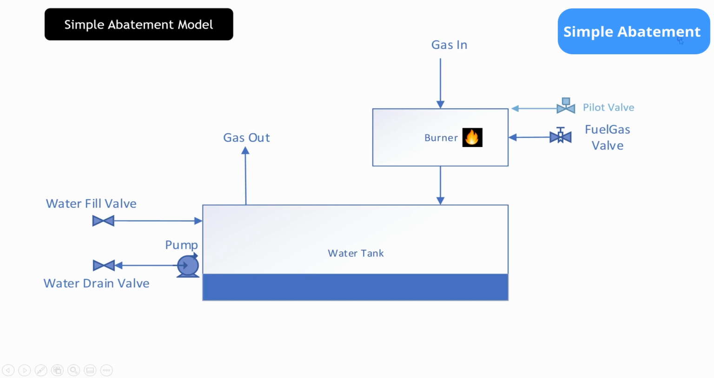This is the simple abatement model we're going to implement using OO programming. This is the water tank control part that has three components, two valves and one water drain pump. And the combustion part has two valves, one is a pilot valve and the other one is a fuel gas valve. So that is a very simple abatement model, a good example to understand how OO programming works.